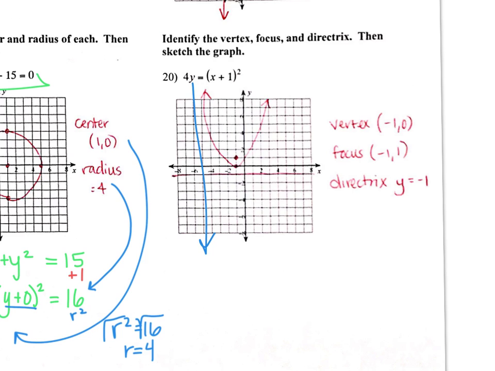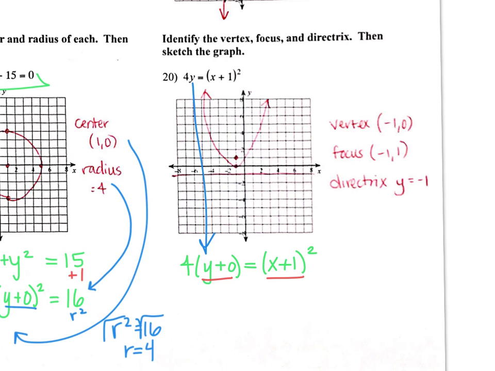I think it might be a little easier to see, so I'm going to write this as 4 times y plus 0, because you're not adding anything to y there. You just notice there's nothing with the y, so it's got to be plus 0. Then x plus 1 squared. So the vertex, just like the center, comes from these two parentheses, and it's the opposite. X is -1, y is 0.